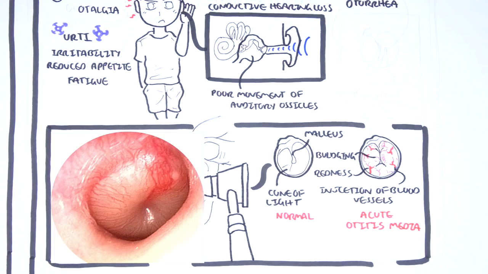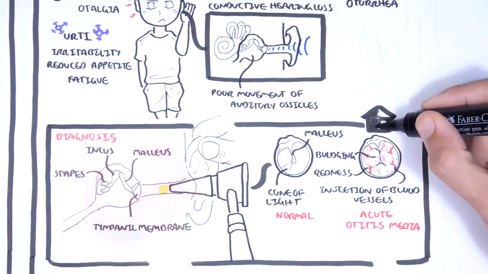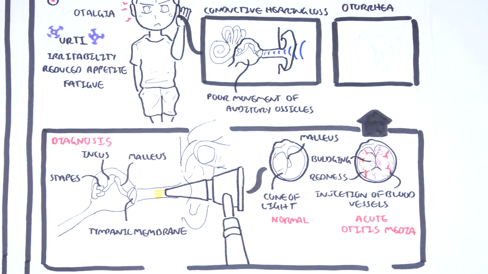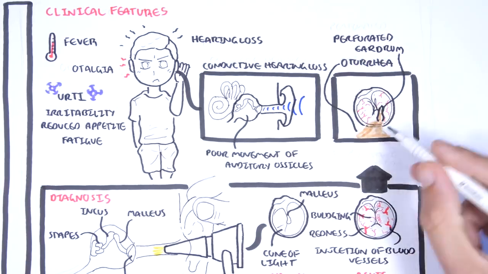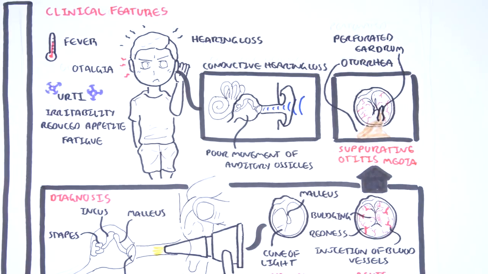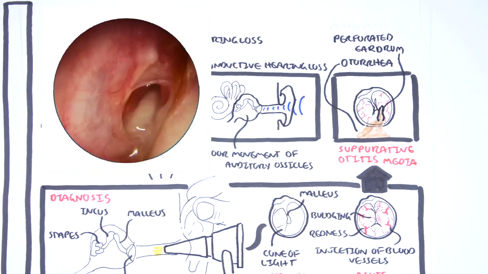Here is an image of an otoscope visualization of someone who has acute otitis media. Note the bulging eardrum and the blood vessels. If there is perforation of the eardrum with discharge, this is termed suppurative otitis media. Here is an image through an otoscope of someone with a suppurative acute otitis media. Note the discharge that is coming out.